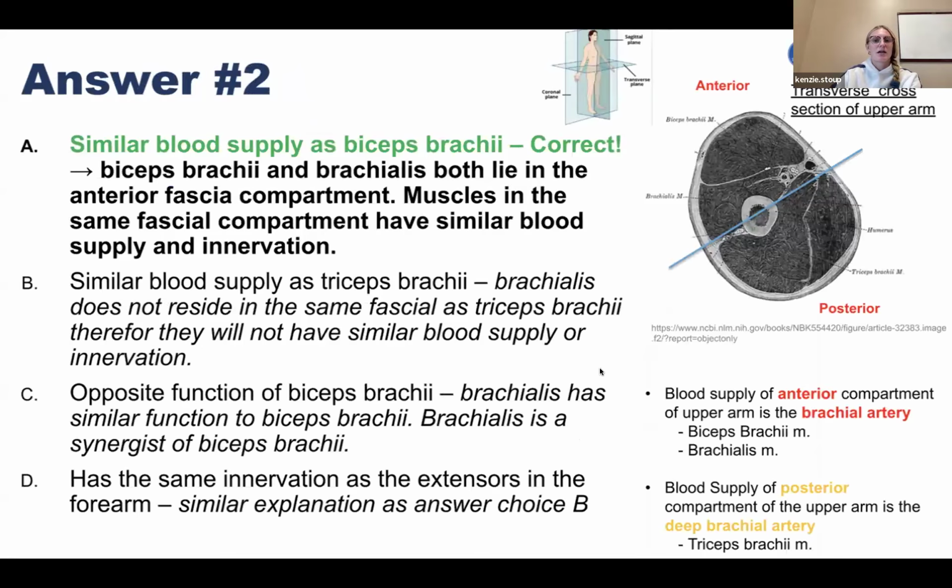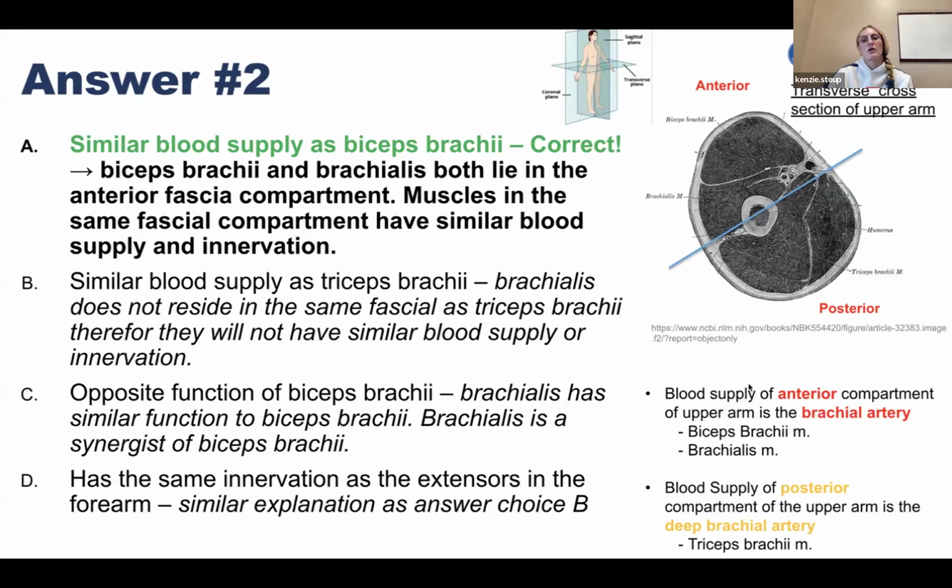And answer choice A is going to be correct. This question is trying to help you differentiate between what muscles lie in the different compartments. If we take a look up here at this upper corner, this is a cross section of your upper arm. It's like if you were to cut your arm here and look up at it, that's kind of what we're looking at. This is how the upper arm is divided into different fascial compartments. You can see the humerus here, and this blue line is dividing the arm into the anterior compartment at the top and the posterior compartment. In the anterior compartment, you have your biceps and your brachialis, and in the posterior, you have your triceps.